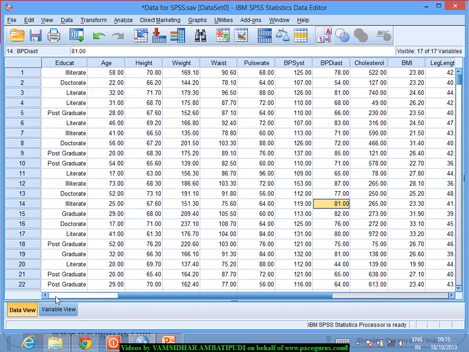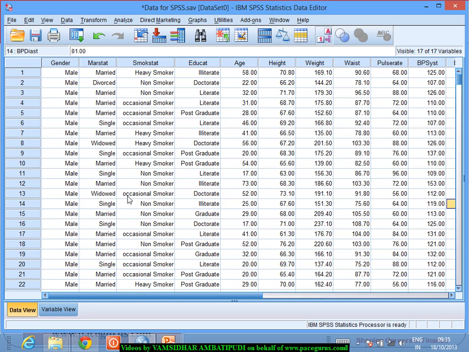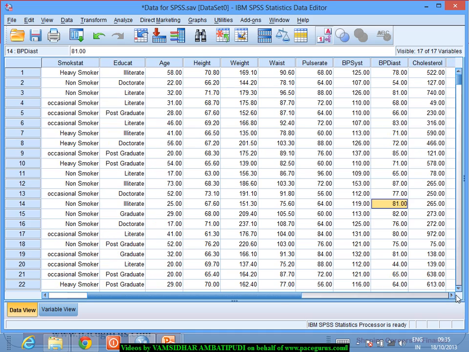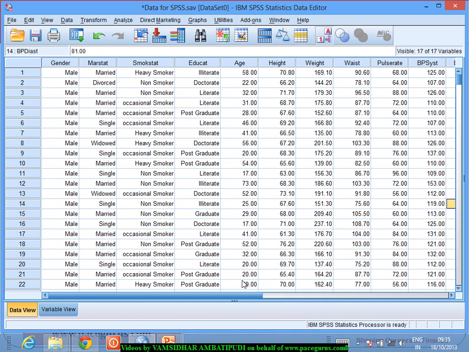So going back to our data set, which I have explained earlier, just a quick recap: a typical patient based, individual based data, where people specific gender, marital status, the smoking status, the education category, the age, height, weight, some physical dimensions of that person, along with some health related aspects like pulse rate, blood pressure, cholesterol levels, etc., have been captured for various males and females.